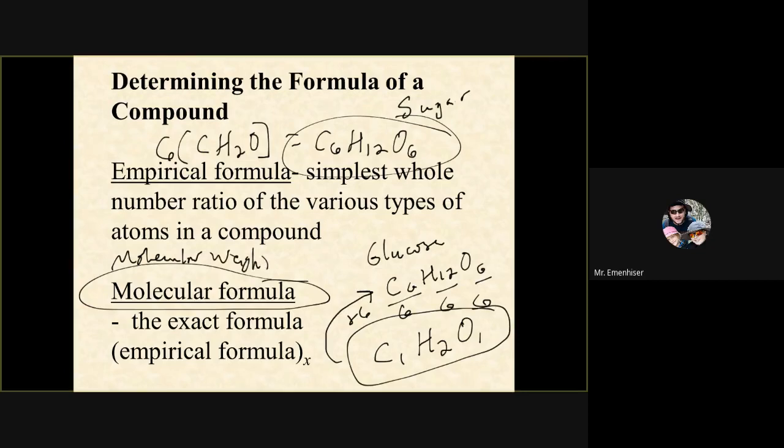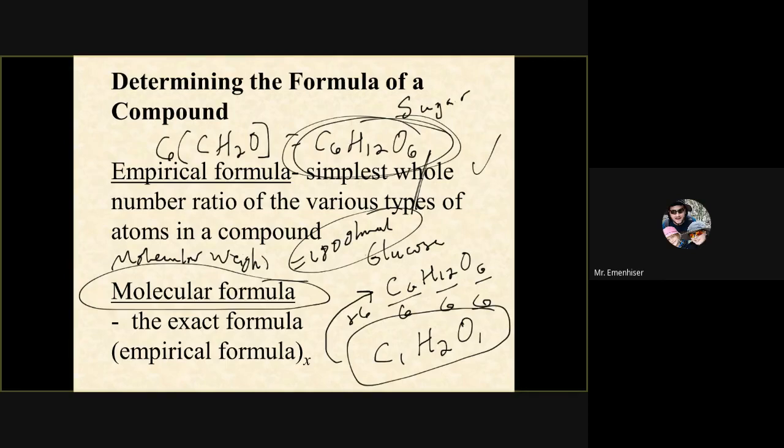Okay? So if I told you that the molecular weight of sugar is 180 grams per mole, which is about what it is, how can you determine if C6H12O6 right here is the molecular formula? Well, find the mass of that and compare it to 180. If they are the same, then that is the molecular formula. If they're not, then it's not.